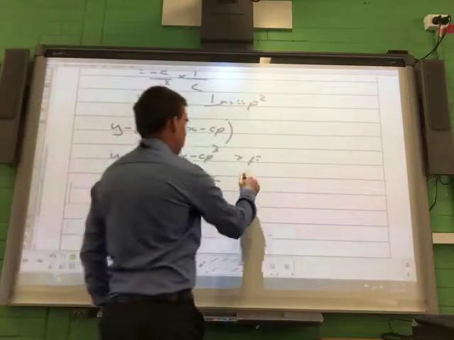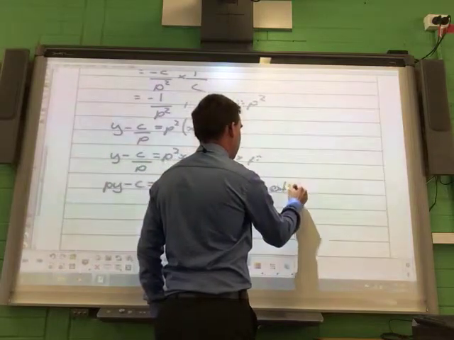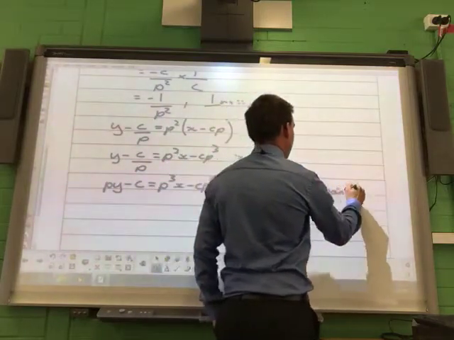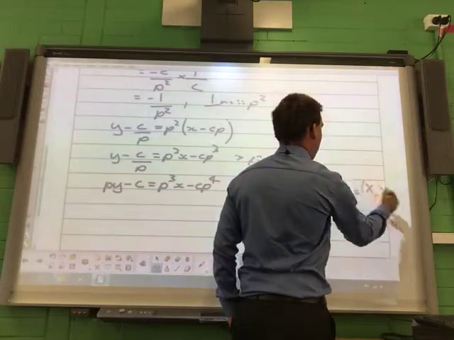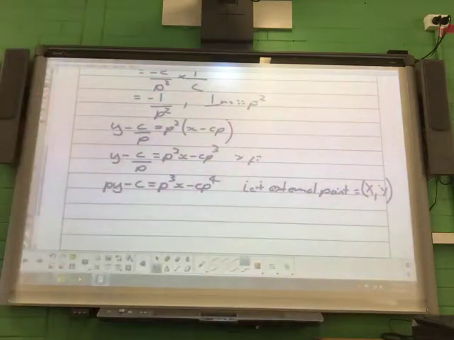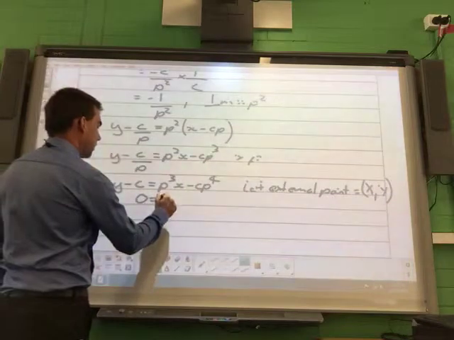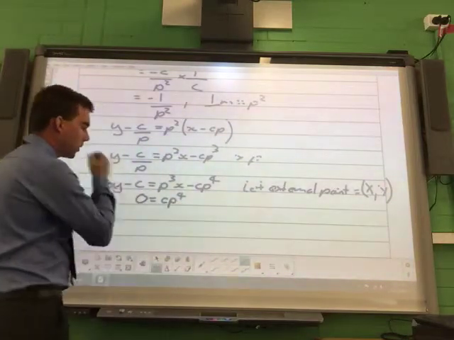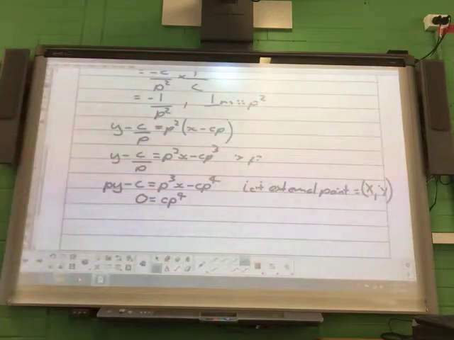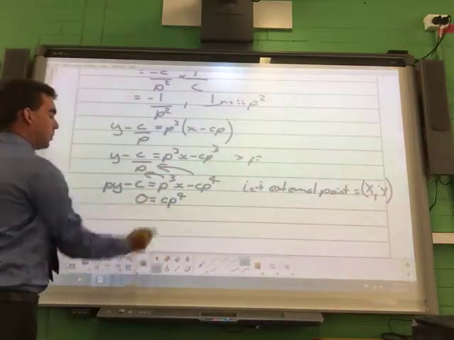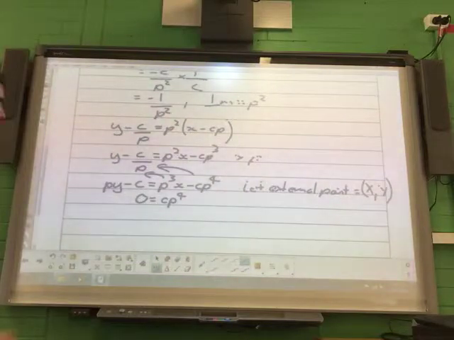Alright, so just to remove bias, select an external point, capital X, capital Y, just some arbitrary point. I could have called it x1, y1, whatever. Just name it with capitals. Alright, so I'm going to get it into polynomial form in p. So 0 is going to be cp to the power of 4. So everything's going to be moved over to the left hand side in decreasing powers of p.